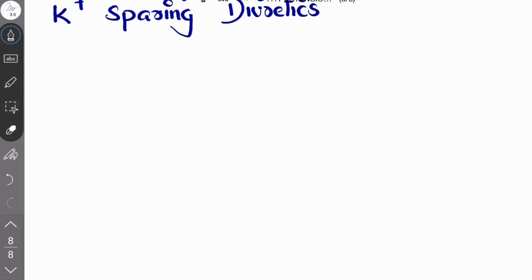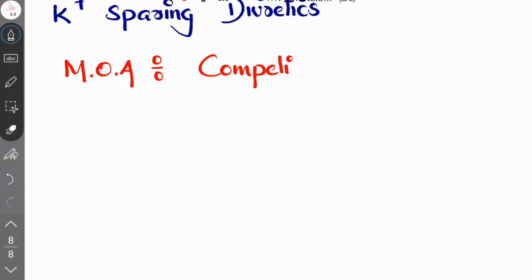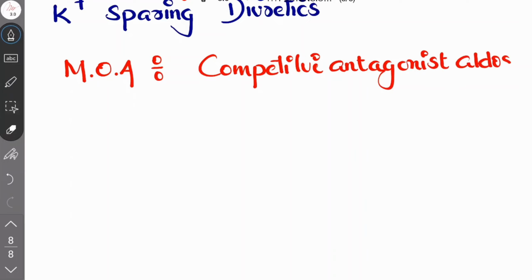So how is the action of amiloride? First, the spironolactone mechanism of action: they are competitive antagonists. It blocks aldosterone, a competitive antagonist of aldosterone, as well as blocking the sodium potassium channel, resulting in secreting sodium and retaining potassium. So potassium loss is reduced.